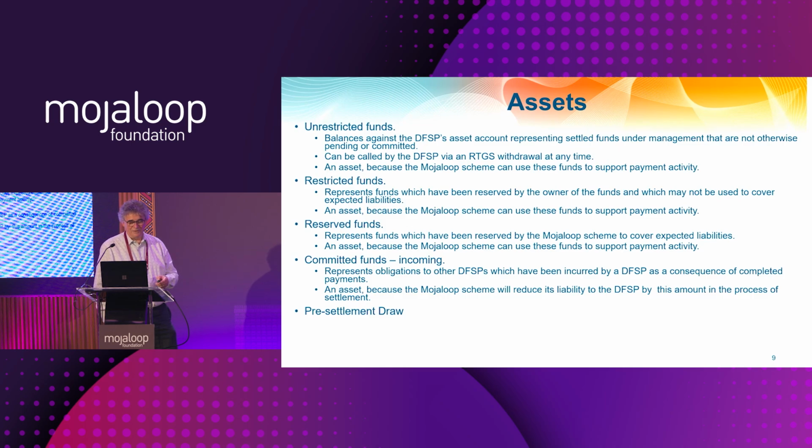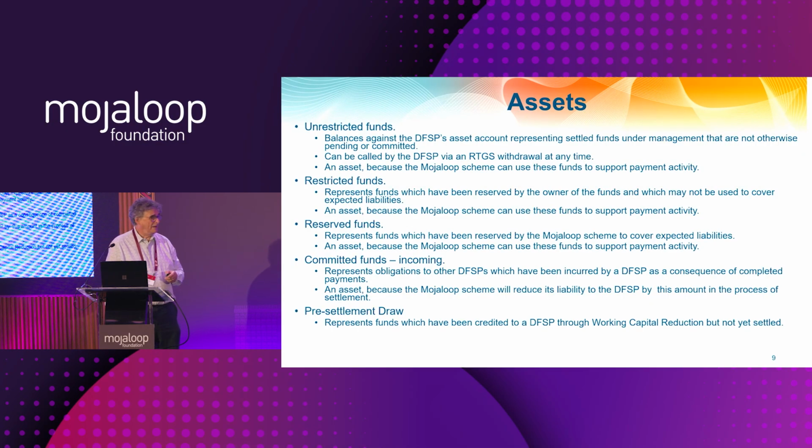And then we have a pre-settlement draw. So that's where a working capital reduction is enabled, and therefore DFSPs get immediate credit for funds. And this is the account from which that credit is taken. So effectively, this account is credited and the unrestricted funds are debited. Okay, so that covers the accounts.